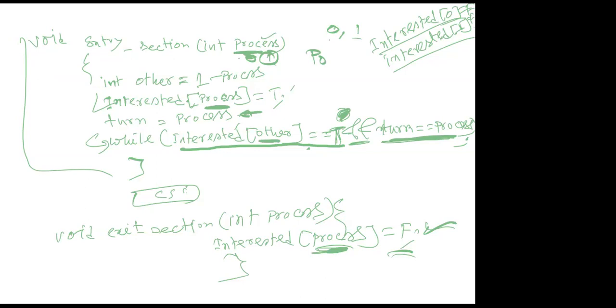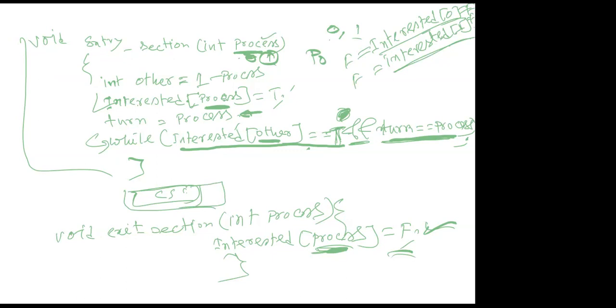Now check this. Does it satisfy mutual exclusion or not? Mutual exclusion means that if one process has already entered the critical section, can another process enter the critical section or not? Let's check at the beginning. Both these values are F. Interested 0 is also F, interested 1 is also F. False means that no process is interested in entering the critical section.